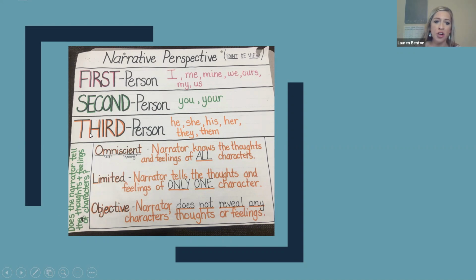And the big question to determine whether it's third person omniscient, third person limited, or third person objective is this question. The big question is, does the narrator tell the thoughts and feelings of characters? In omniscient, we know all the thoughts and feelings of characters. In limited, we know the thoughts and feelings of only one character. And then objective, the author or the narrator does not reveal any character's thoughts or feelings. So we're going to look at some examples of texts here.